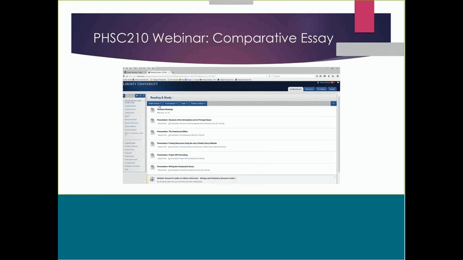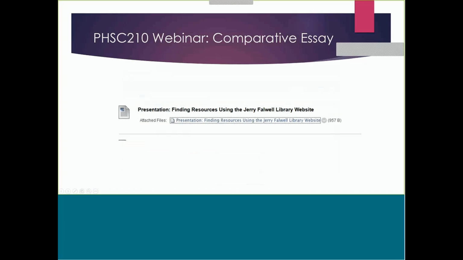So let me go back to this reading and study page. Again, the reason why I don't need to say too much about references is because there is an excellent presentation here by Randy Miller of the Jerry Falwell Library that's presented in this week. So make sure you view this. This will do the most to help you, and I'll provide you with a couple of hints here that will make it go even faster. But this presentation is excellent.